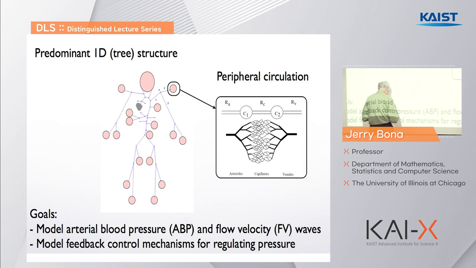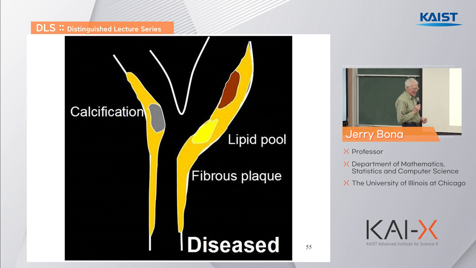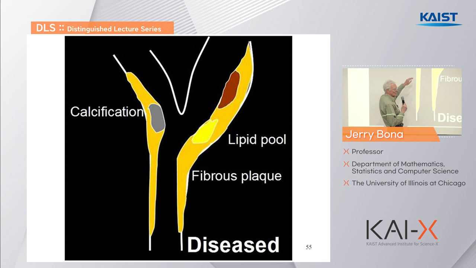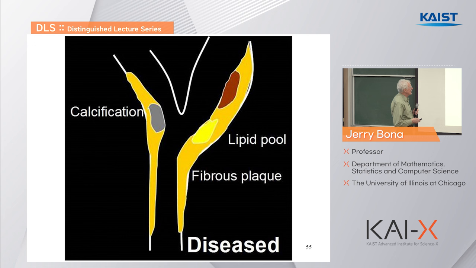All right, so we know about blood disease, right? This is the standard kind of thing that we worry about. This is when your arteries get clogged up with plaque and calcified and so forth. And after a while, you don't do too well. Okay, so everybody knows about this.